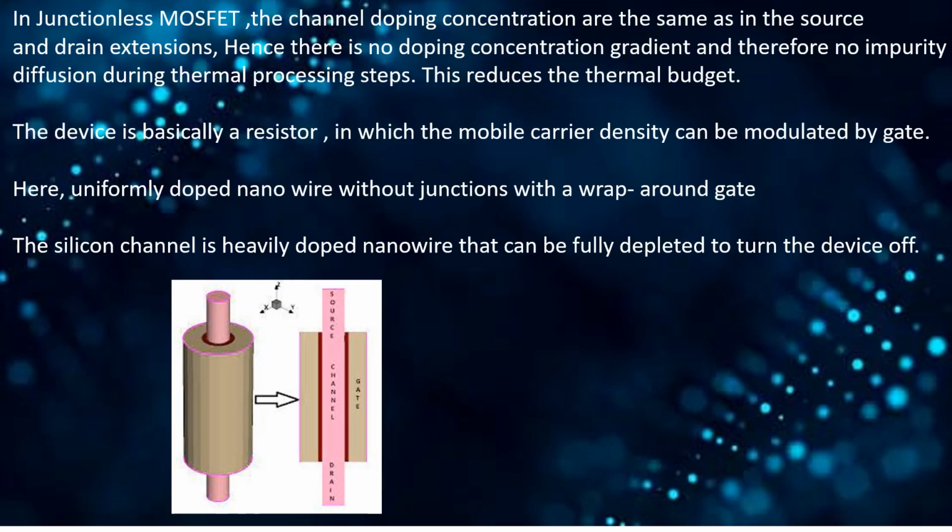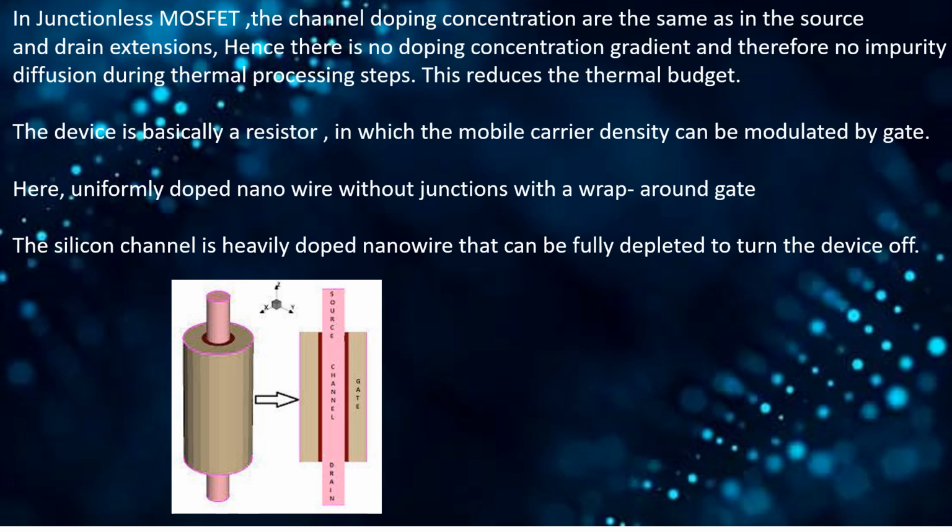The junctionless MOSFETs do not have these different types of doping concentration, because here the doping concentration is similar to that of source and drain. Hence, there are no junctions, and the doping concentration is constant and uniform. Since there is zero doping gradient, no diffusion takes place from the source to drain. Because of that, the voltage across the gate fully controls the movement of electrons across the source and drain. The device is basically a resistor in which the mobile carrier density can be modulated by the gate.